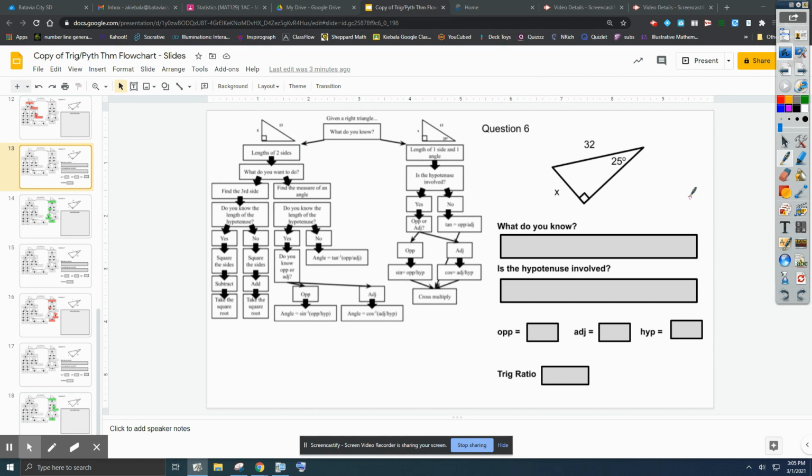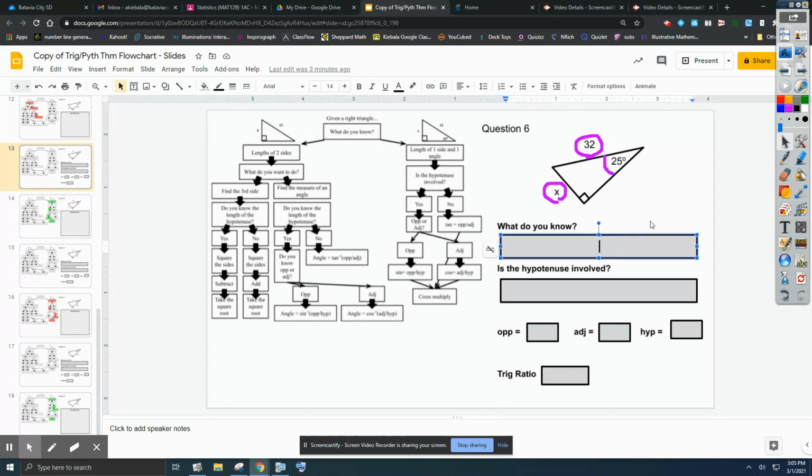All right, question six, which is slide 13. We're given that this angle is 25 degrees. This side is labeled with an x. This side is labeled with 32. So what are we given? We're given the length of one side and the degree of one angle. So one side and one angle. Actually, I guess two, because the other one's 90 degrees, but I just said one.